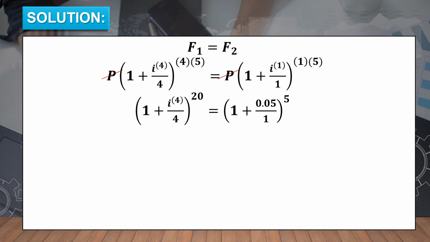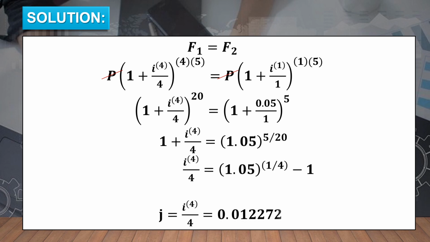4 times the quantity 20, which is the total number of payments, equal to 1 plus 0.05, which is the compounding interest rate, divided by 1, which is compounded annually, then the number of payments, which is 1 times 5, that is 5. Now we're going to solve for the I, so J is equal to the compounding period of quarter.